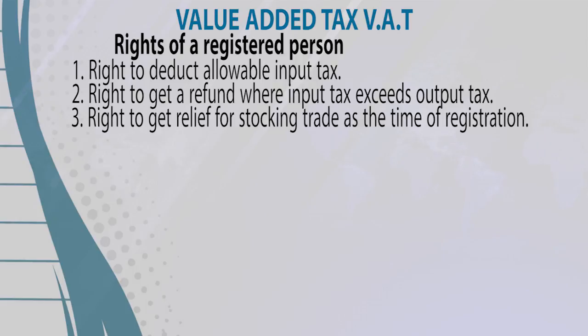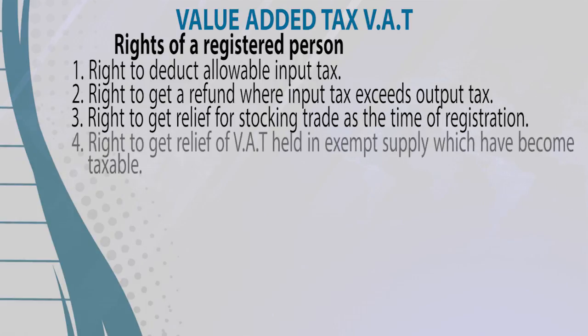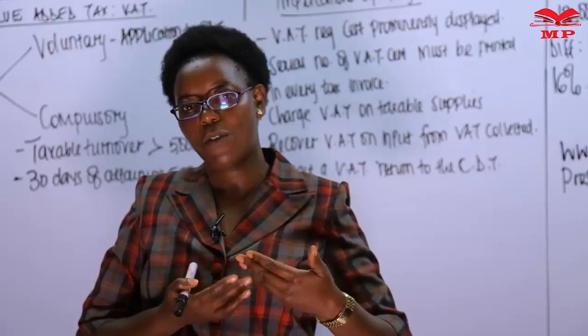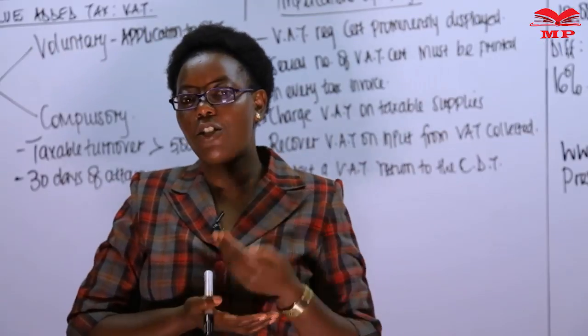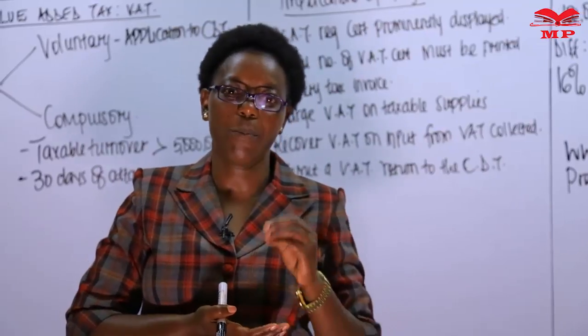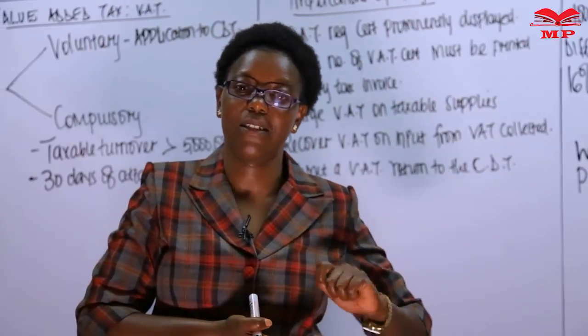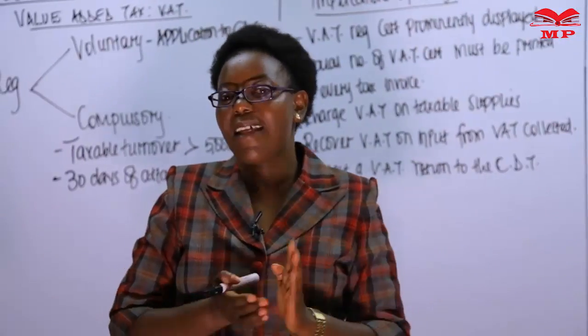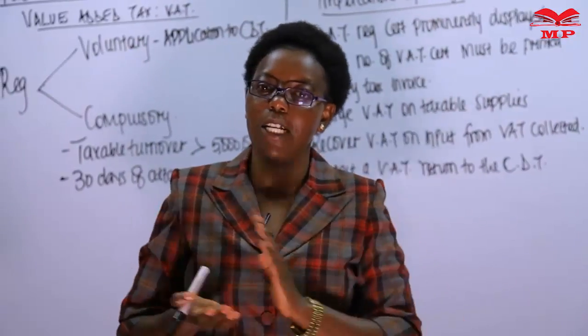The next part of right is that you get relief of VAT held in exempt supplies which have become taxable. Now, we will see this later, the differences between exempt supplies and the taxable supplies and the types of supplies. But what generally it means is that for some of the sales that you are making, some products do not attract VAT. That is what we call an exempt supply. But others attract VAT. That is a taxable supply.